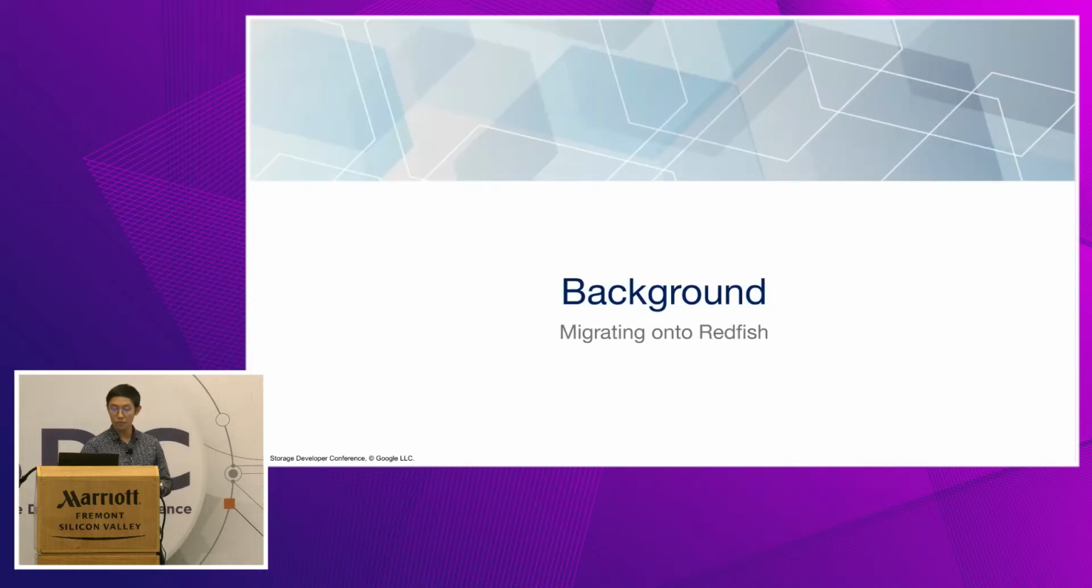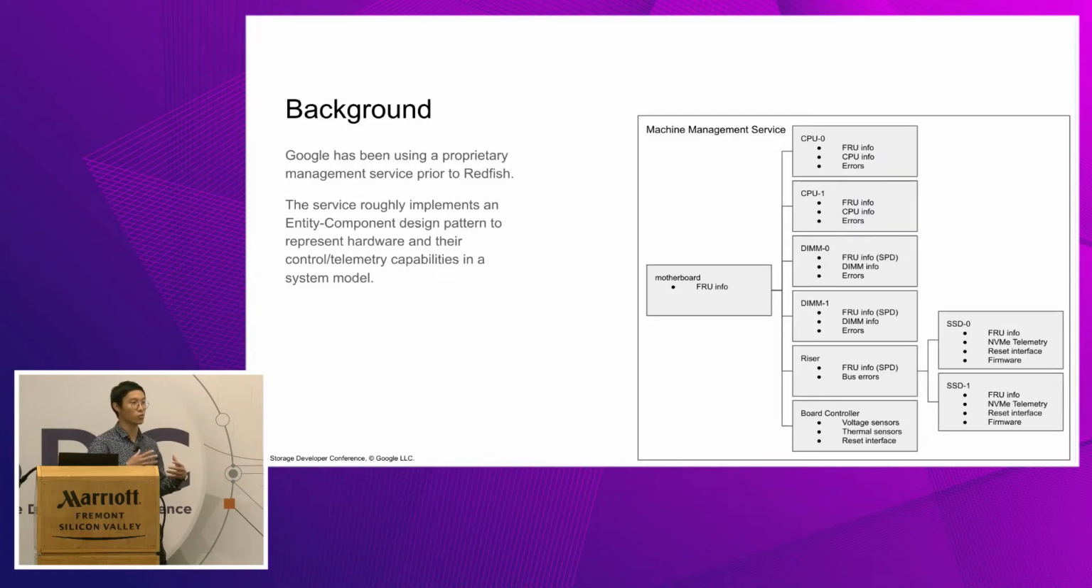So I'm going to get started with some background on our experience before Redfish and what it was like for us to go from a land before Redfish to a land with Redfish. Prior to Redfish, Google has been using a proprietary management service. It's a daemon that runs on the host. It has roughly an entity component design pattern that models all the hardware and how it's connected, and describes the telemetry as properties on each of the components. So it's got its own logical model of how a system looks, just like how Redfish has its own model of how the system looks.